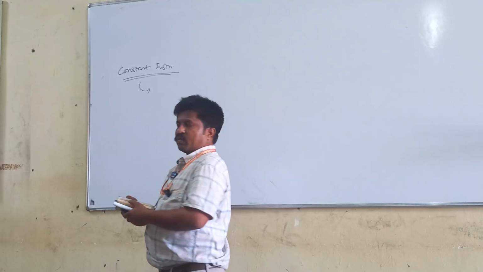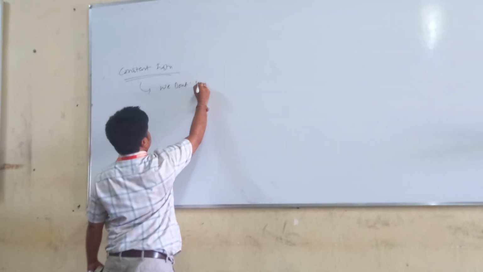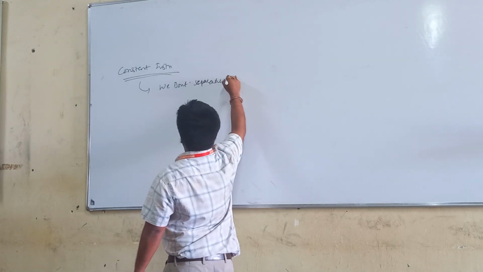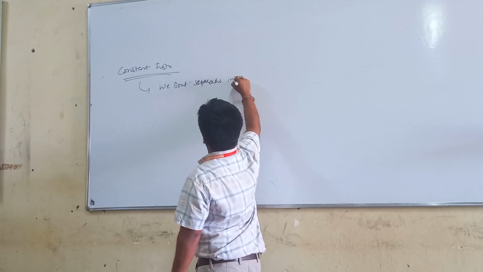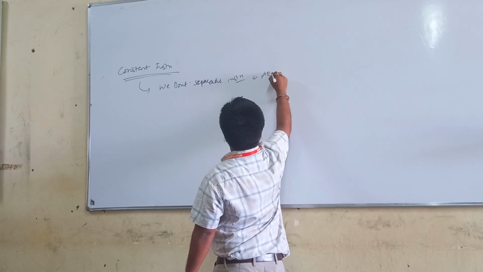Okay, we are left with the condition constant instructions. Constant instructions means what? We don't have separate instructions for these constant instructions in the ARM7.